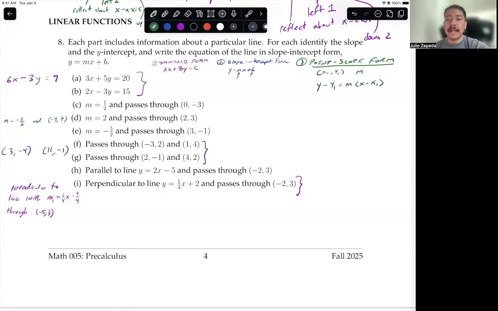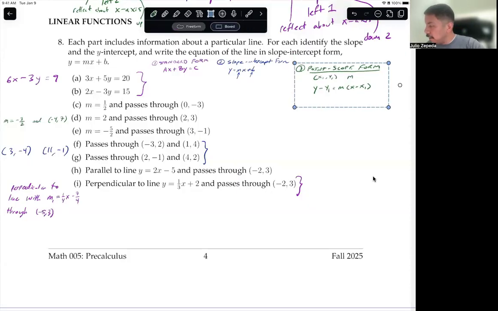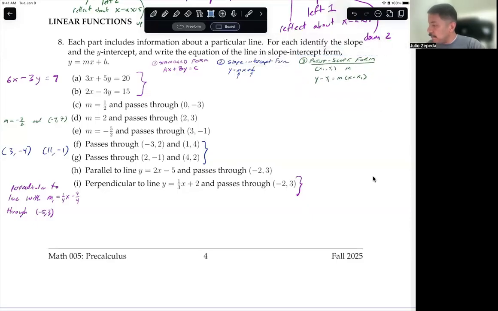So point slope form is just an equation that you can use when you have a point and the slope, and so it is useful. We will use it in one of the examples just to show the different ways that you can do it. Okay, so those are the different forms.